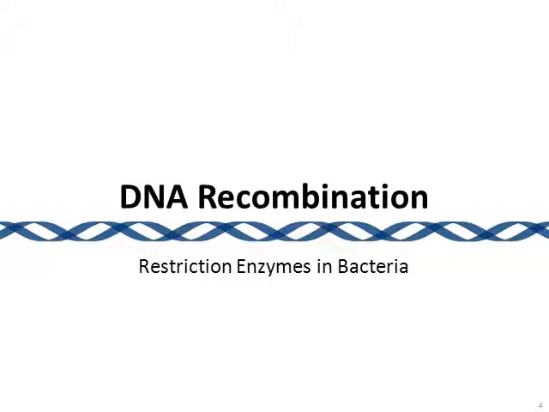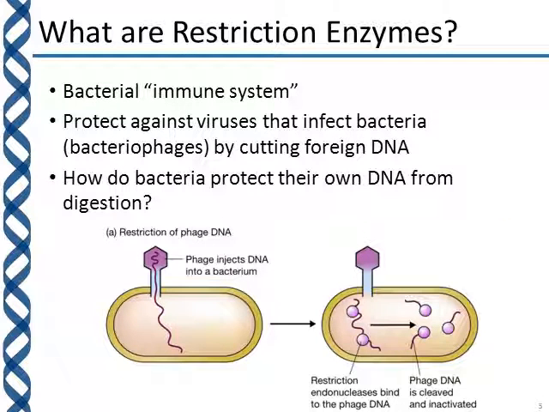So let's start with restriction enzymes in bacteria. Generally we think of restriction enzymes as representing the bacterial immune system, protecting against viruses that can infect bacteria, bacteriophages, by cutting the foreign DNA. In the diagram shown here, we show that a phage is injecting DNA into the bacterium. The restriction endonuclease binds to the phage DNA, and the phage DNA is cleaved and inactivated.